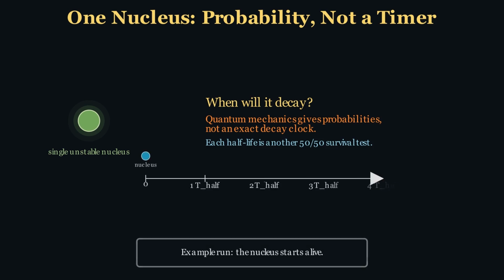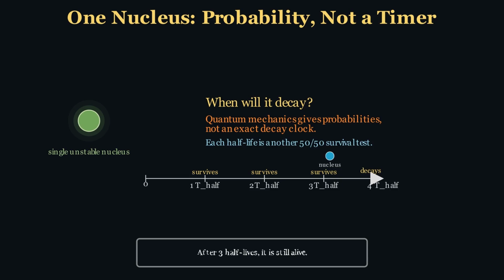That is why half-life is often misunderstood. Half-life is not a deadline for one nucleus. It does not mean a nucleus must decay by that moment. It means that after one half-life, each nucleus has a 50% chance of still being there and a 50% chance of having decayed. So if one nucleus survives the first half-life, that does not make it overdue.